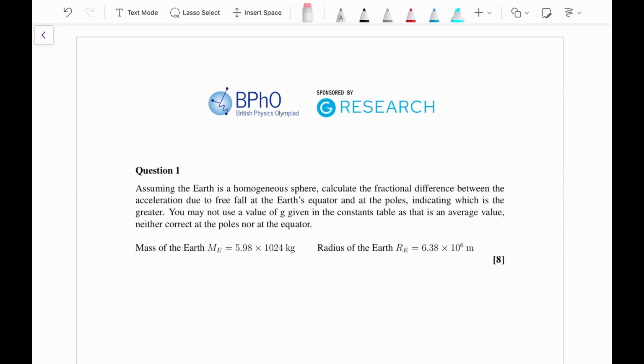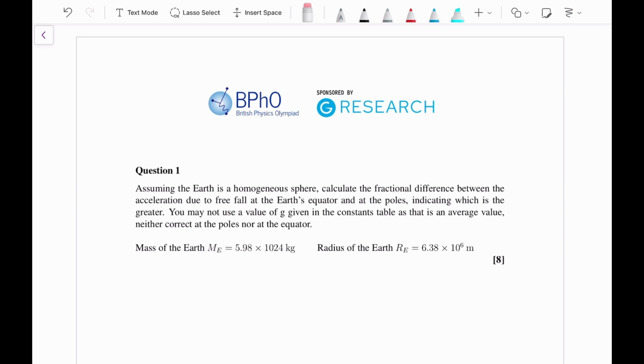You may not use a value of g given in the constants table, so that is 9.81, as that is an average value, neither correct at the poles nor at the equator. And then it gives us the mass of the Earth and the radius. Okay.